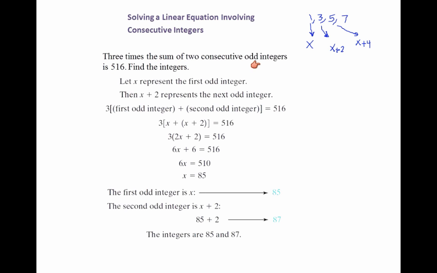Here it says 3 times the sum of 2 consecutive odd integers. The sum of 2 consecutive odd integers would be x plus x plus 2. 3 times that, so I will write 3 times (x plus x plus 2) is equal to 516. So this will be my equation. To solve for this, I can combine like terms and distribute the 3 and isolate x. X would be equal to 85. If the first number is 85, the next one would be 2 more than that, it would be 87.